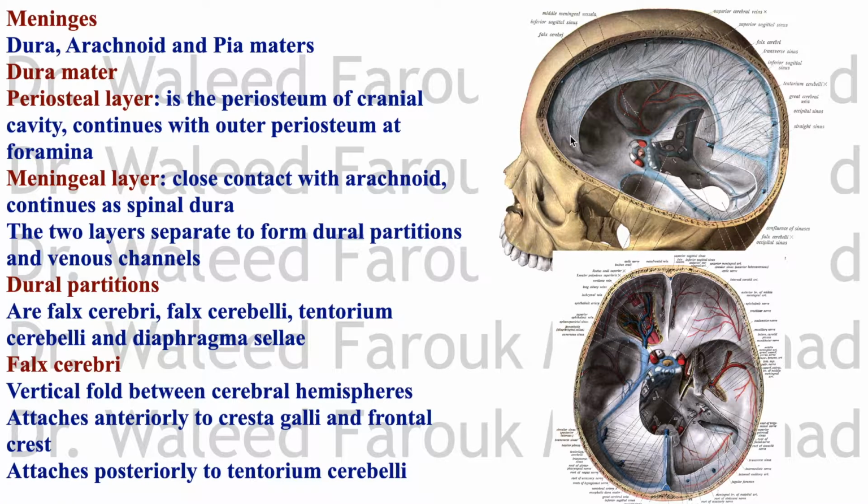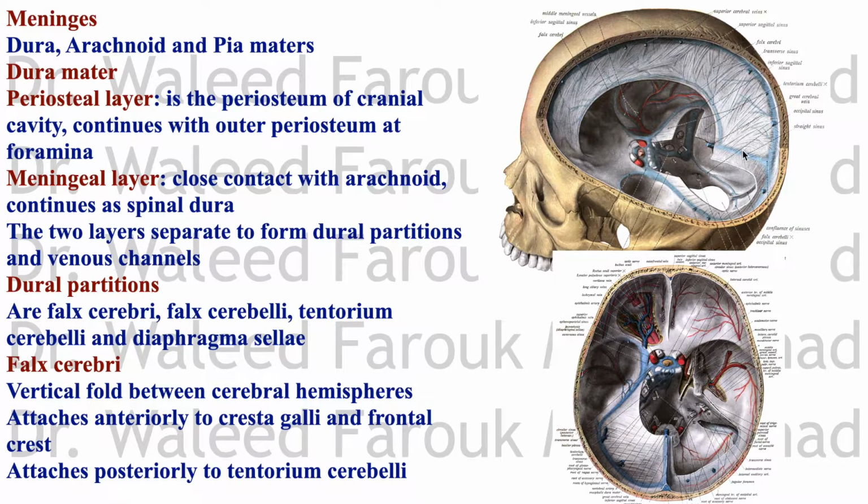The falx cerebri, which is the largest of the folds, is a vertical fold between the cerebral hemispheres. It occupies the interhemispheric fissure, the fissure between the two cerebral hemispheres, right above the corpus callosum. It attaches anteriorly, as you can see here, to a bone protrusion called the crista galli and the frontal crest.